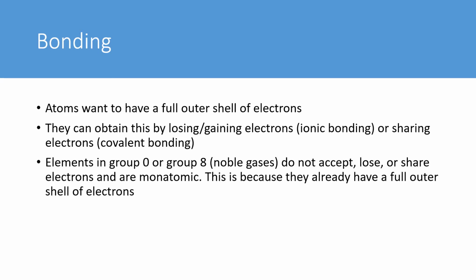So we will go back to bonding. As a general principle, atoms want to have a full outer shell of electrons, which is 8 electrons. They can obtain this by losing or gaining electrons, as in the case of ionic bonding, or by sharing electrons, as in the case of covalent bonding. Elements in group 0, also known as group 8, already have a full outer shell. Therefore, they do not gain, lose, or share electrons. They are monatomic, that means made of one atom only and not found as molecules.